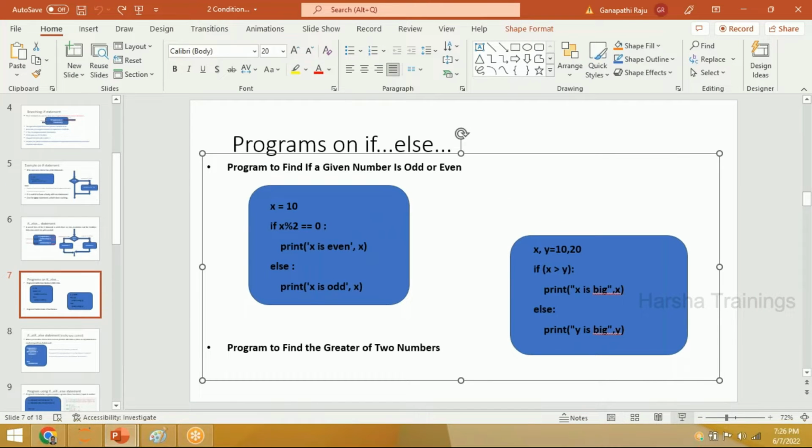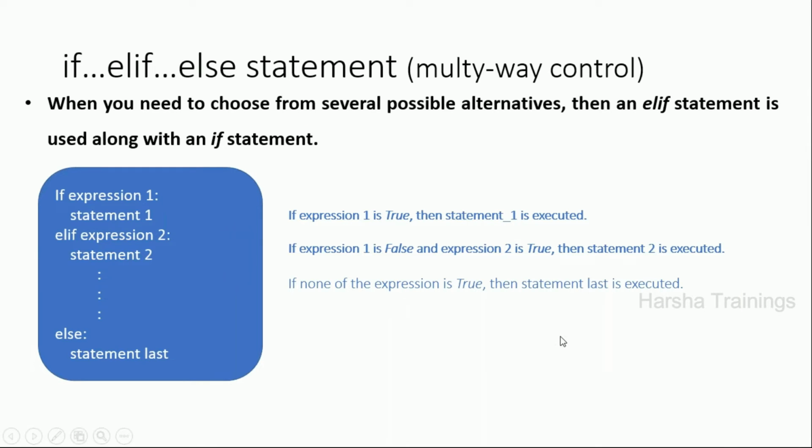Now, let me go for multiple conditions. If I want to check more than 2 conditions, then I will go for if, elif and else statements. This is called multi-way control. When we need to choose among several possible alternatives, we go for this. Now look at the syntax. If expression 1 is true, I will execute this statement. If expression 1 is false, I will go to the elif block. If this expression is also false, it will go down the ladder. If all these conditions are false, finally it will go to the else block.